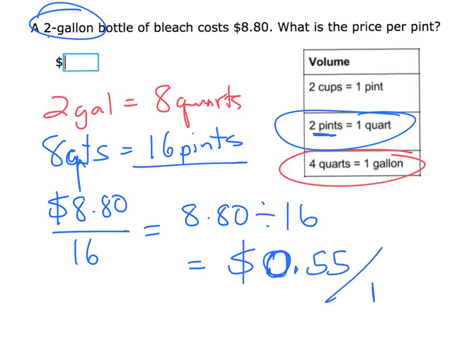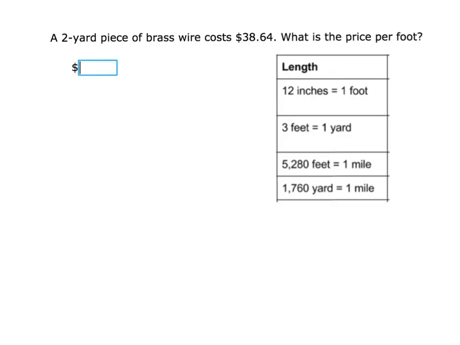So now we're moving on to not volume measure, but now linear measure, length. We've got inches, feet, yards, miles, all that stuff. The good news here is that the problem we're given is pretty simple. It's yards as compared to feet. Well, this is what we need to know. We know that there are 3 feet per yard. And so we're asked to figure out how much money it is per foot if it costs $38.64 for a 2-yard piece. Well, let's convert yards to feet first.